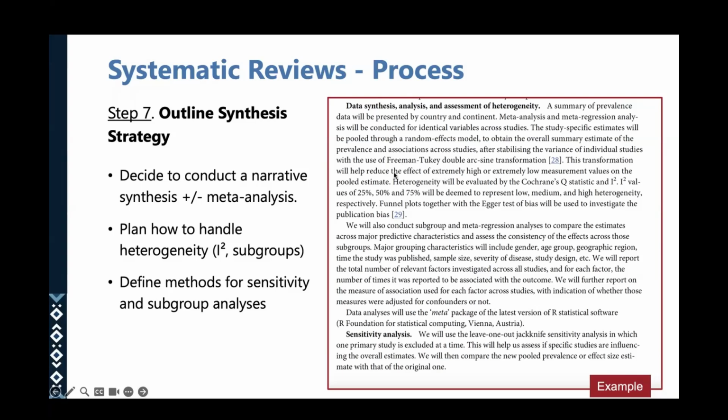So we use methods like Freeman-Tukey double arcsine transformations to first transform the different prevalence estimates before combining them. And we also describe how we're going to manage heterogeneity. So we're using different measures for assessing heterogeneity. We use the Cochran Q statistic, I-squared, and there is tau squared, and so on. There are so many of them.